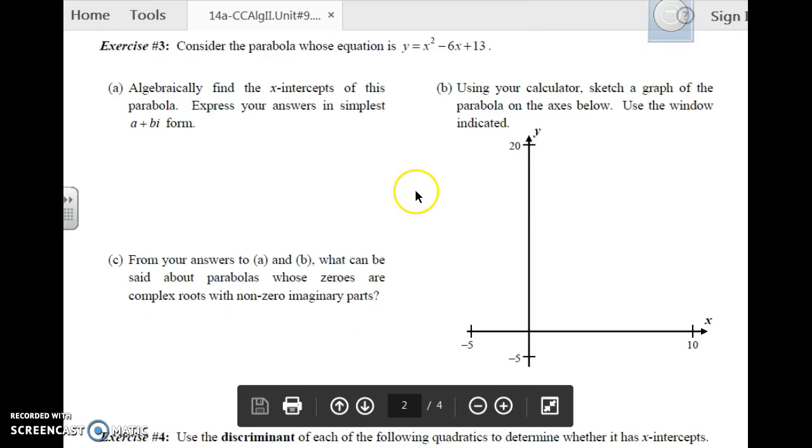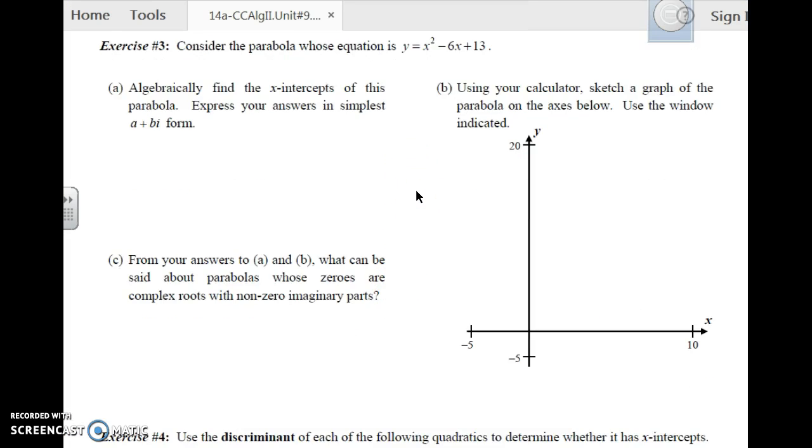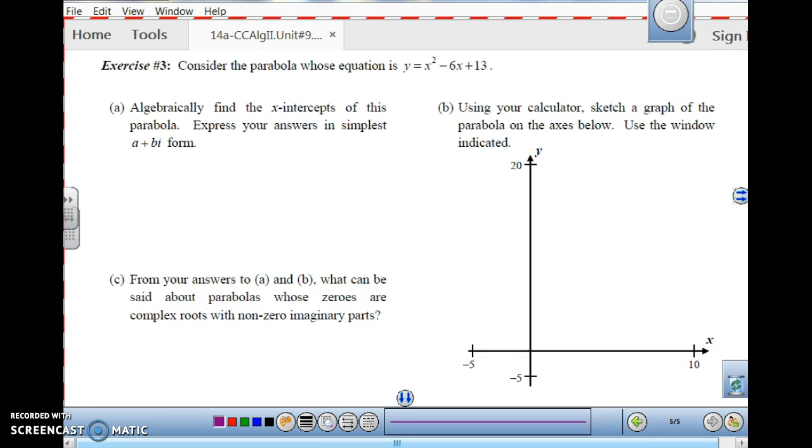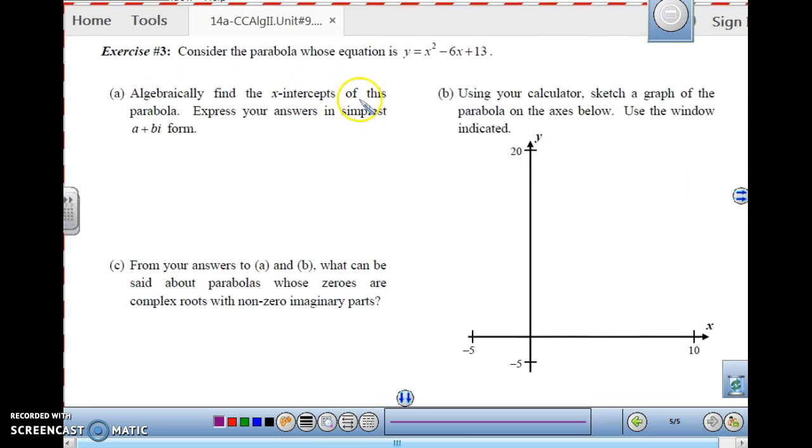So what we're going to look at now is the relationship between the x-intercepts and what happens when you get a complex solution. All right, so consider the parabola whose equation is y equals x squared minus 6x plus 13. Algebraically, find the x-intercepts of the parabola, express your answers in simplest a plus bi form. Okay, so if I want to find the zeros, the x-intercepts, that means that y is going to equal 0. So if I set this equal to 0, we get x squared minus 6x plus 13 is equal to 0.